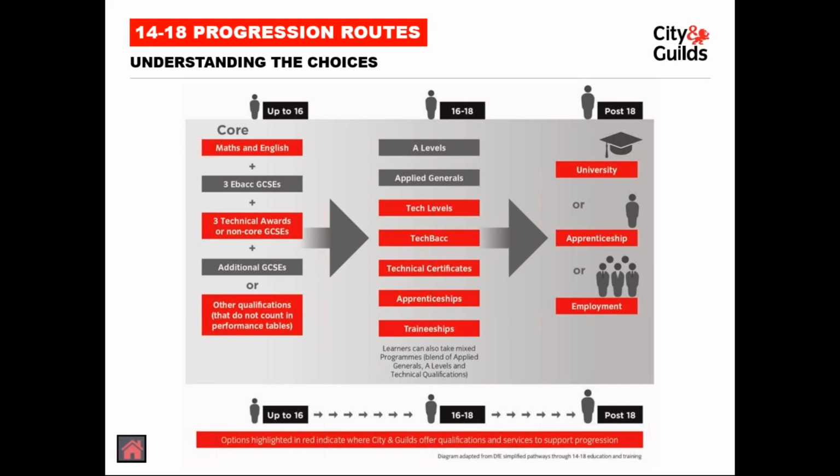We have our 3 technical awards for the open category, 7 in total, 3 which can count towards the open category in Attainment 8, and we have other level 1 qualifications that do sit on section 96 but that do not count in the performance tables. At 16 to 18 we can clearly see progression routes through from technical awards to tech levels and technical certificates and tech bac, which all information is available on the website. And of course each progression route is designed to have a very clear route to a choice of university or an apprenticeship or employment.